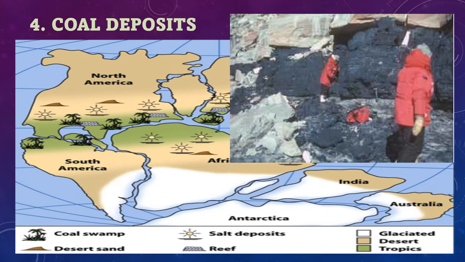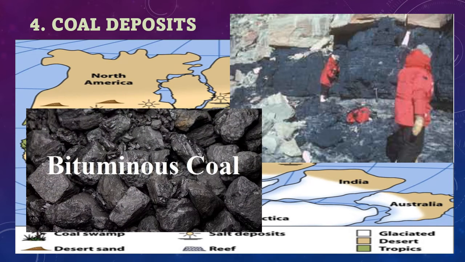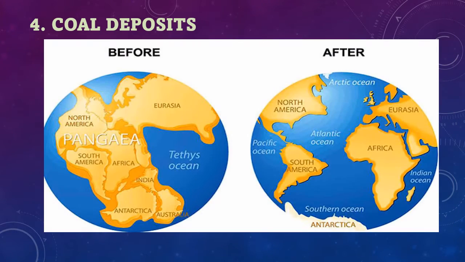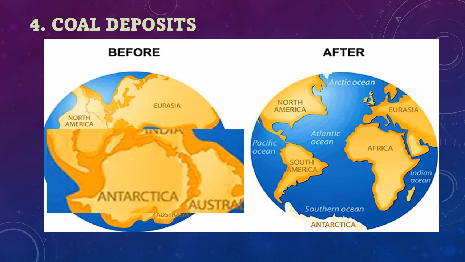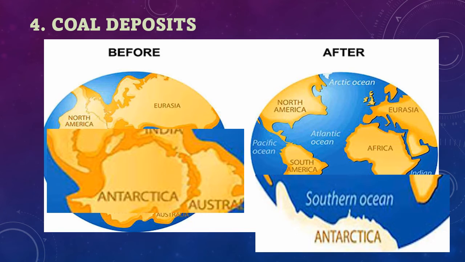One example is the bituminous coal, which is made up of plant remains that are not suited to live in very cold areas. Wegener proposed that Antarctica drifted away from the equator towards the South Pole. During this process, vegetation was compacted under ice and became suited to form bituminous coal.